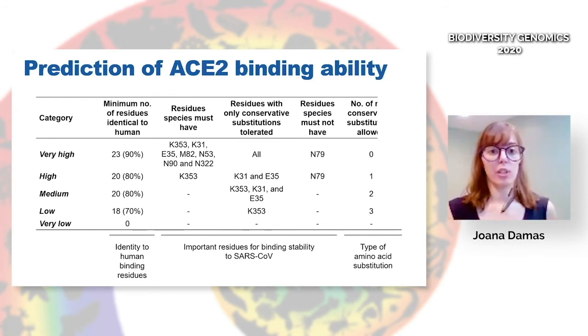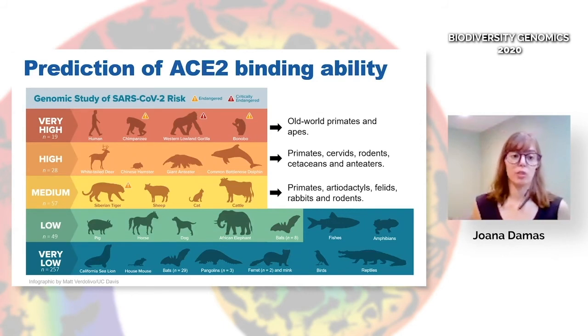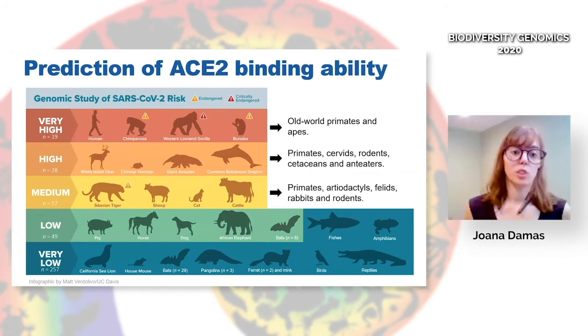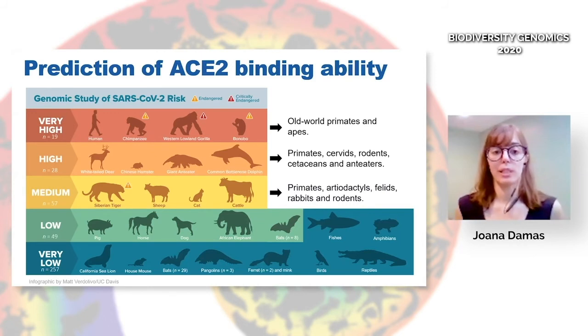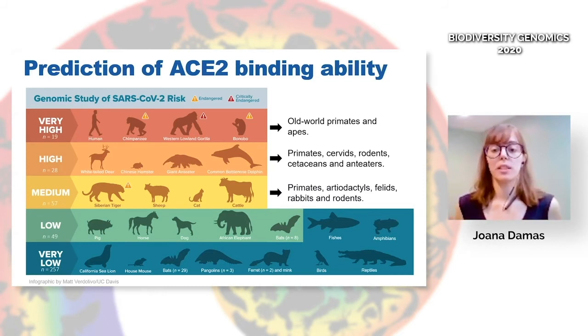We ran this algorithm for our 410 species, and here I'm just highlighting some of the species in each of the groups that we classified. In the very high group, we have 90 species, which includes the human, and the other 18 species were all old world primates and great apes, and they all shared the 25 residues with the human, so they were identical to the human in the binding residues. In the high group, we have a little bit more diversity. This group also includes primates, but also cervids, rodents, cetaceans, and the anteater.